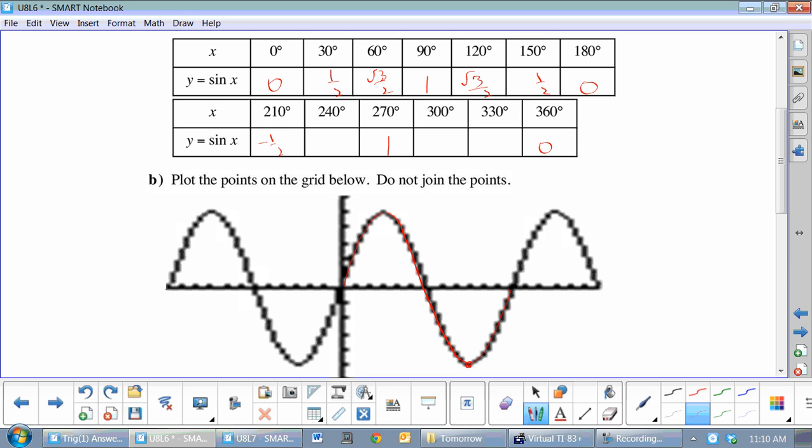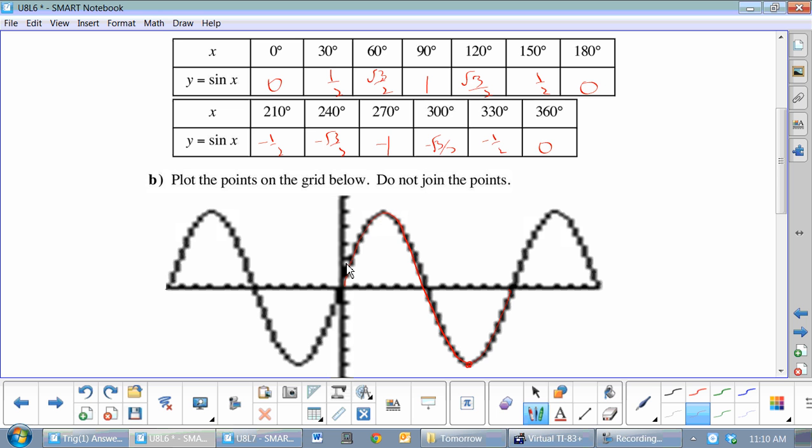negative 1/2. Then negative root 3 over 2. Then 1. Then negative root 3 over 2. Negative 1/2 and 0. Yep. Negative 1, you're right.